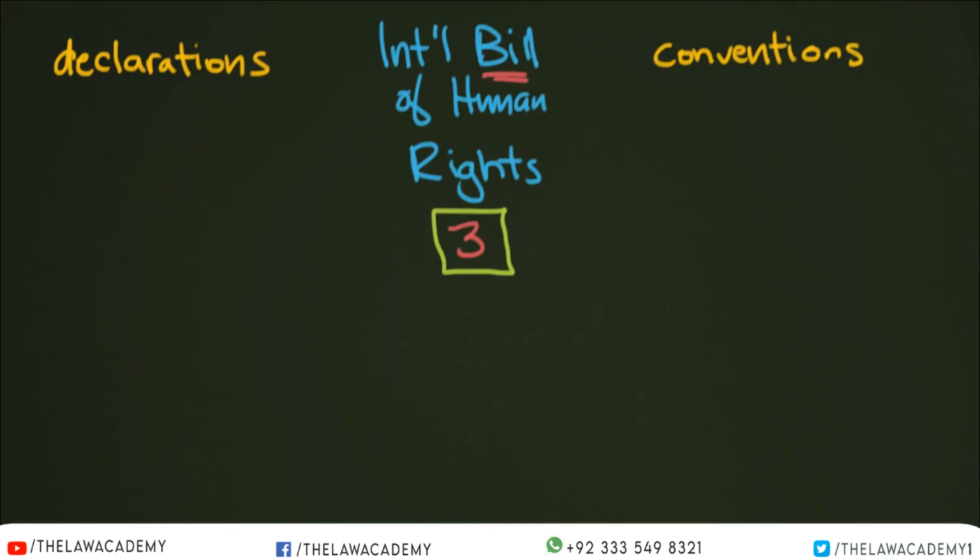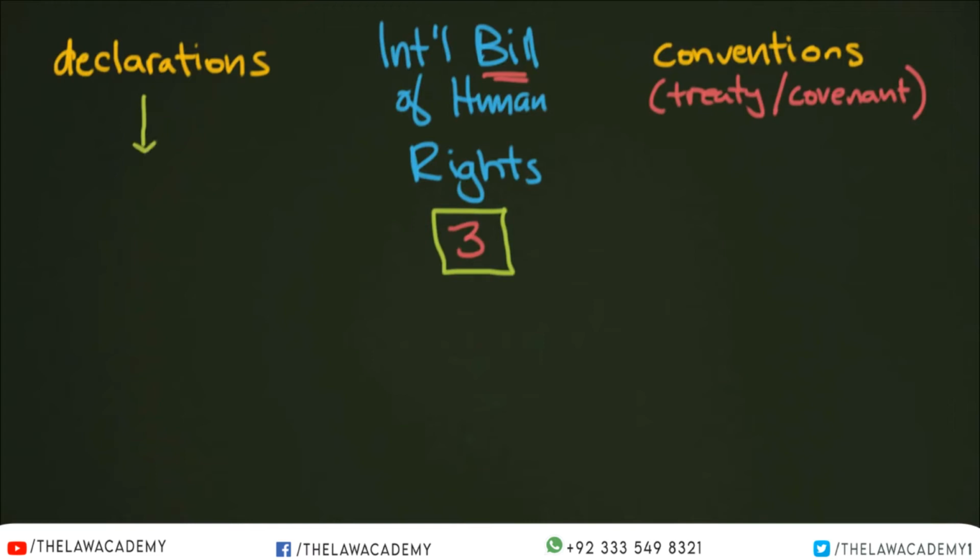A convention is also sometimes called a treaty, or you might hear it being called a covenant. We're going to talk first about declarations, because this document that I mentioned in 1948 is a declaration.